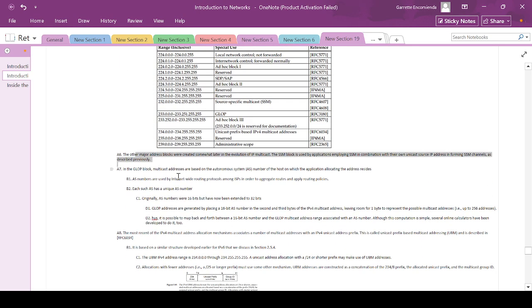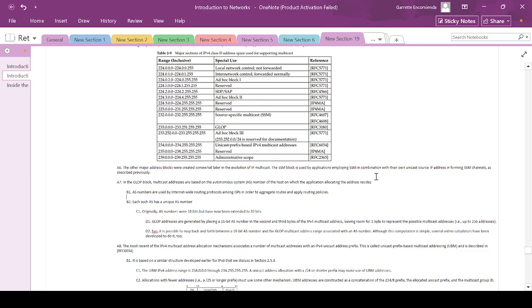The other major address blocks were created somewhat later in the evolution of IP multicast. The SSM block, which we discussed earlier, the one that has a single sender per group, is used by applications employing SSM in combination with their own unicast source IP address in forming SSM channels as described previously. So if you want a combination of unicast and multicast, you need to use this SSM.